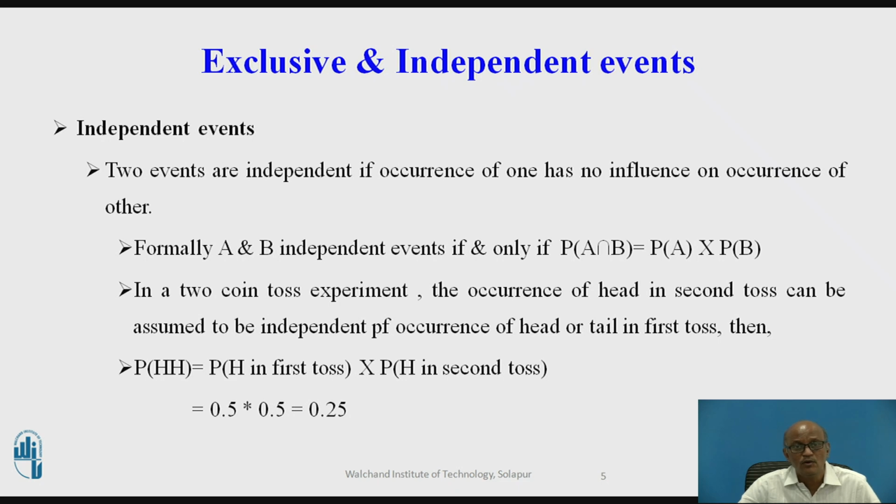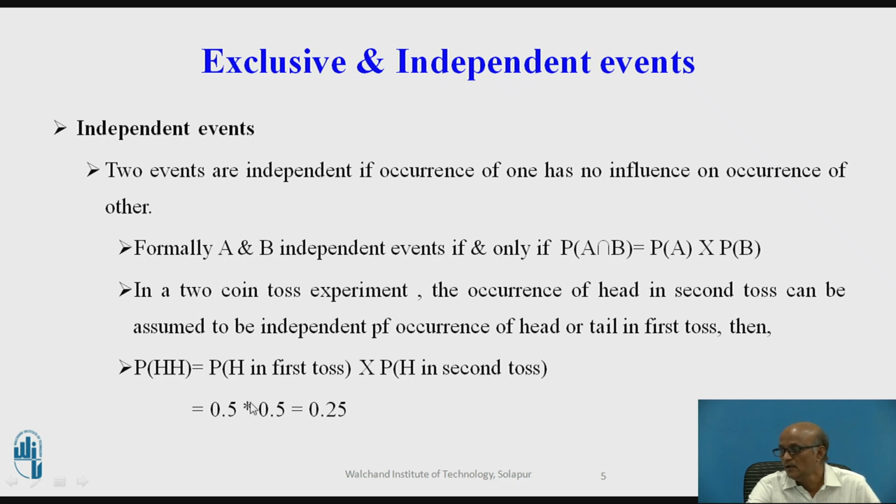So if we look at the joint probability of two successive heads, which is the head in the first toss and the head in the second toss, because we consider them as independent events, we can obtain the probability of these two successive heads as the probability of heads in the first toss multiplied by the probability of heads in the second toss, which is nothing but 0.5 into 0.5, that is equal to 0.25.